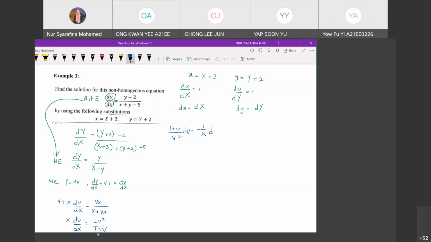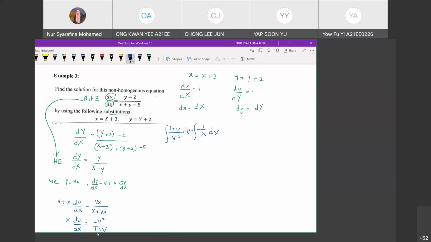Integrate. Okay, it doesn't matter where you put the negative. So I just choose the simpler version of the function to put the negative sign, to avoid the complicated calculation.